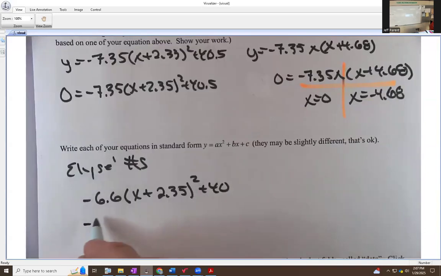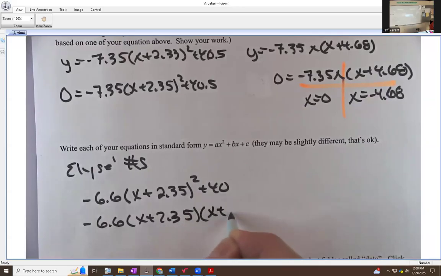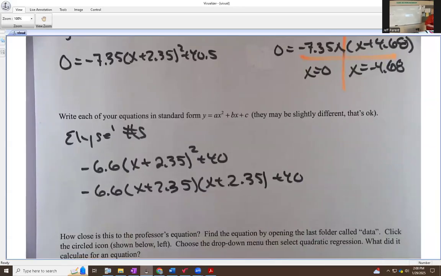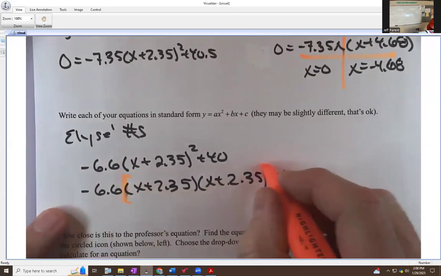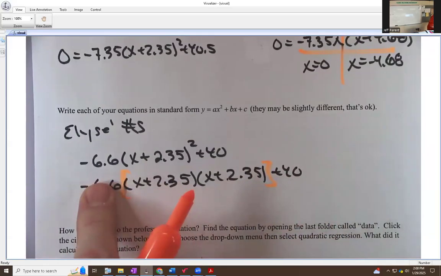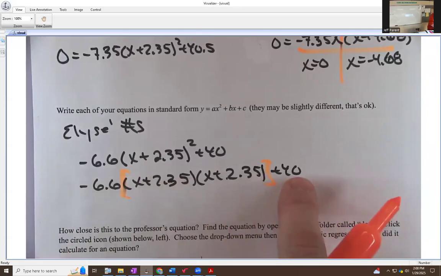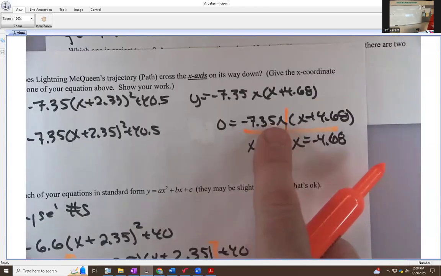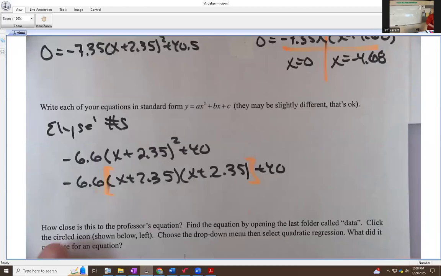Okay, so one way to do this is to multiply this all out: 3.5 times x plus 2.35, plus 40. The way you'd have to do this is start inside and multiply this out, so that means FOIL, collect like terms, then distribute the negative 6.6, and finally add the 40. So, yeah, a lot of work. It might be a little easier to do it with this form because all you have to do is distribute here. So that would be that.